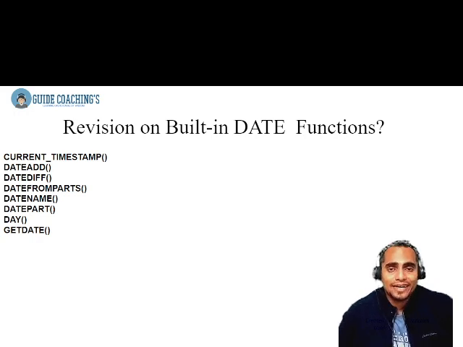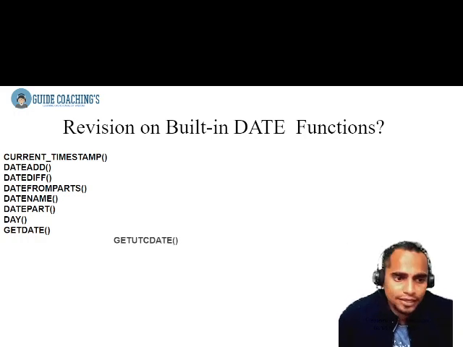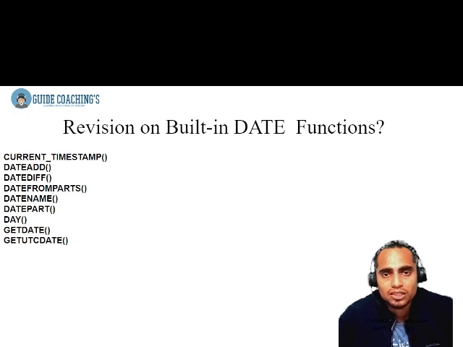Then we have get date. What it does is it gives us the current date, which is today's date. So if we want to get today's date, at that time we will use get date. Then we have get UTC date. This get UTC date is universal coordinated time, which gives us the universal UTC time.